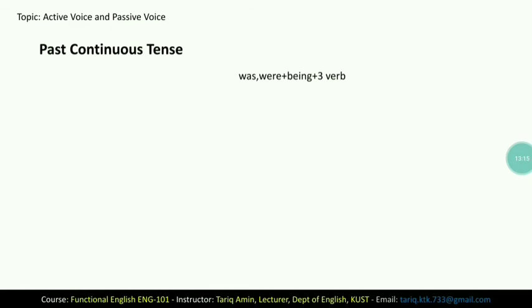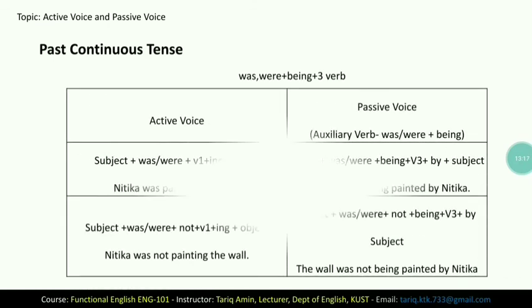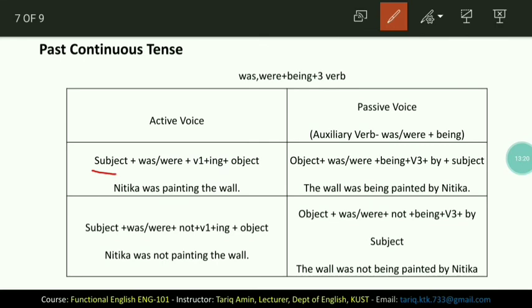Past continuous tense. The structure is subject plus was or were plus ing form of the verb plus object. Okay, it is a bit different from the present continuous tense. In the present continuous tense we use is, am, are, whereas in the past continuous tense we use was, were, not is, am, are. We use was, were. So its structure is subject plus was or were plus ing form of the verb plus object.